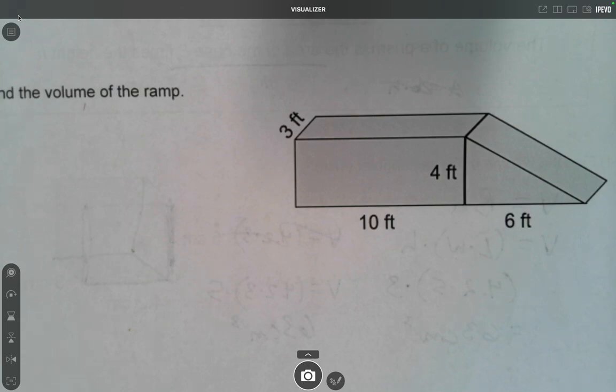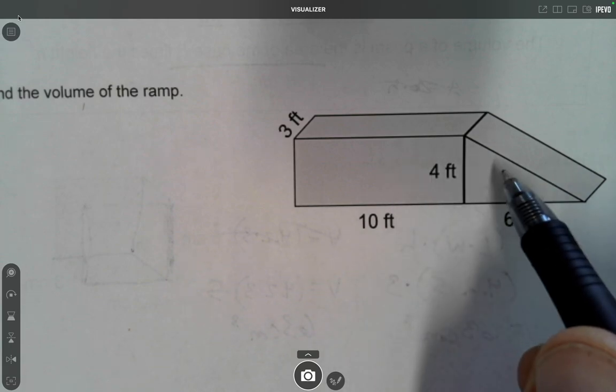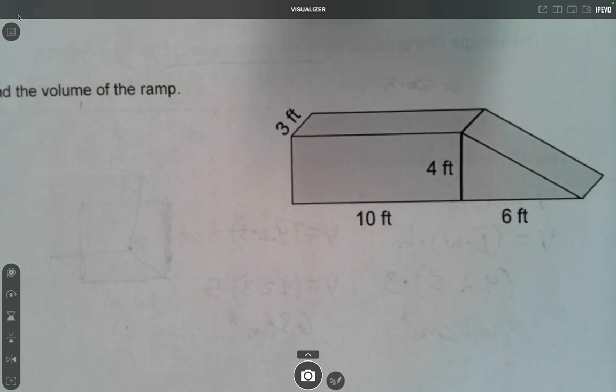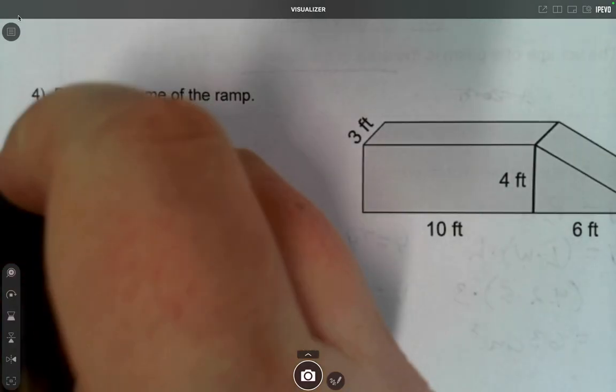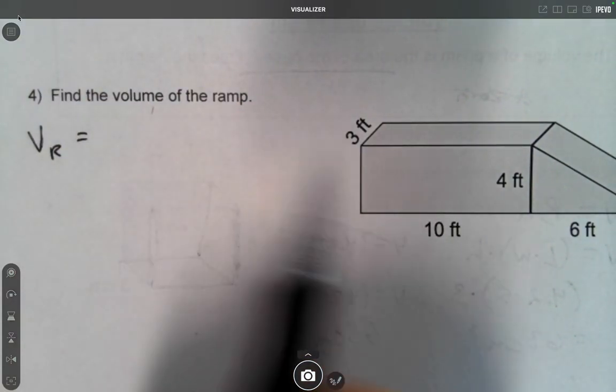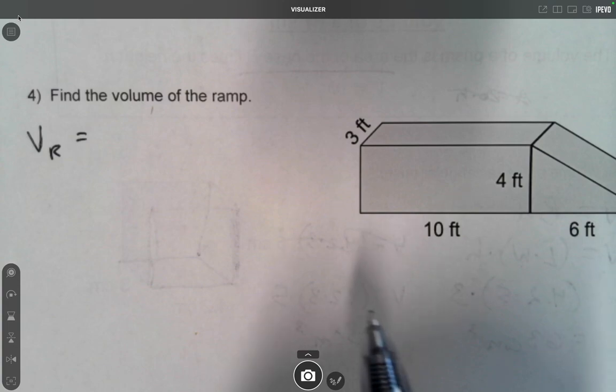So similar to when we did composite figures back in chapter 10, section 9, we're going to do these two separately. Just like with composite figures, we said, all right, we'll find the area of each one individually, then add them together at the end. We'll do the same here. We have two different prisms. So we will find the volume of each one individually, and then we'll add them together. So for the rectangular prism, I'm just going to put a little R here so I'm labeling that we're doing the rectangle. You don't have to do that, but I'm just doing it to be clear in the notes.